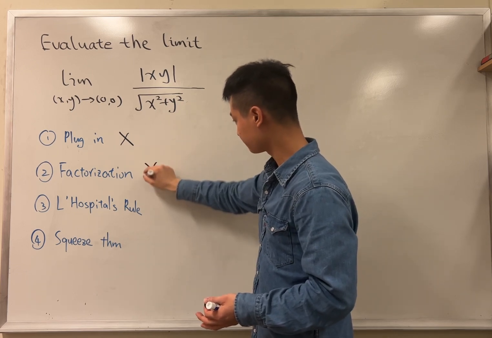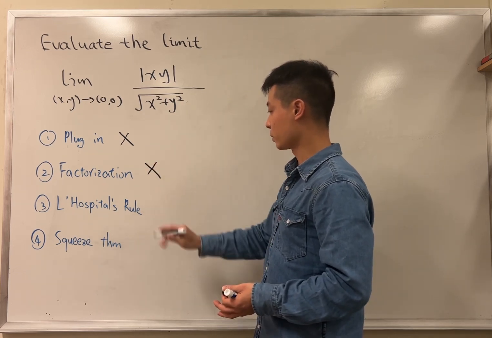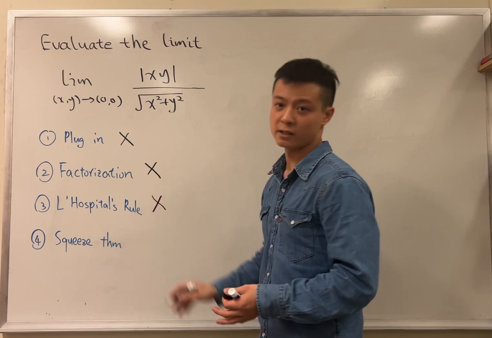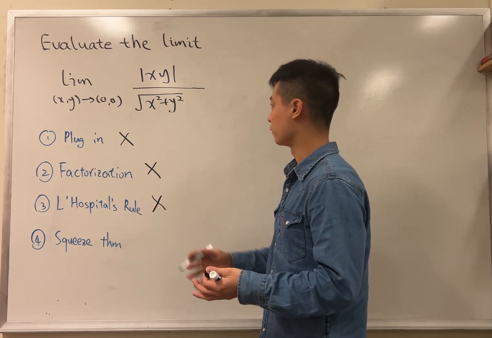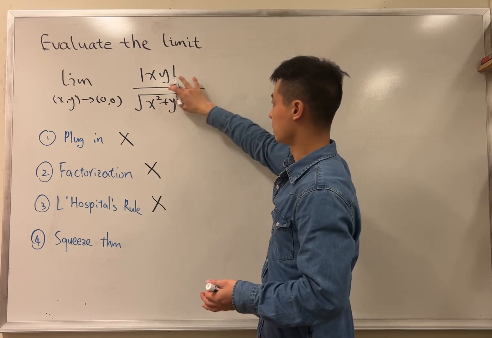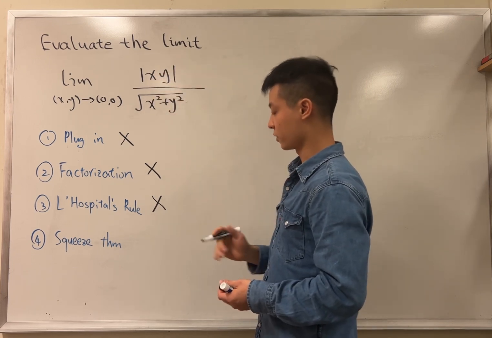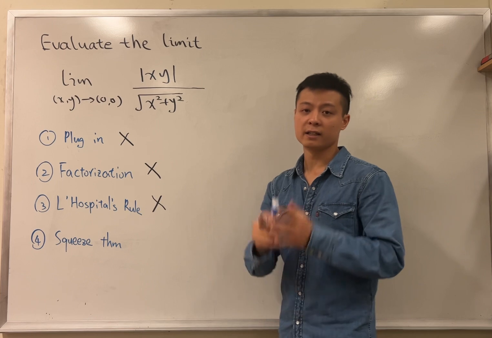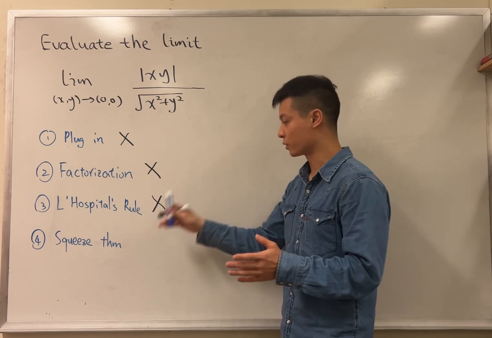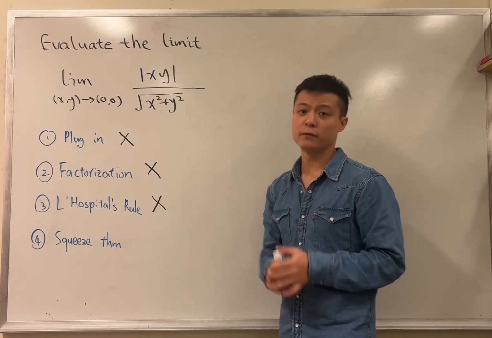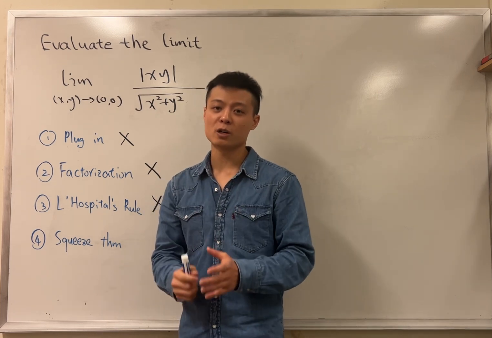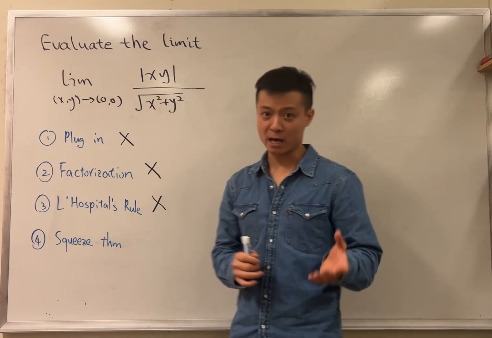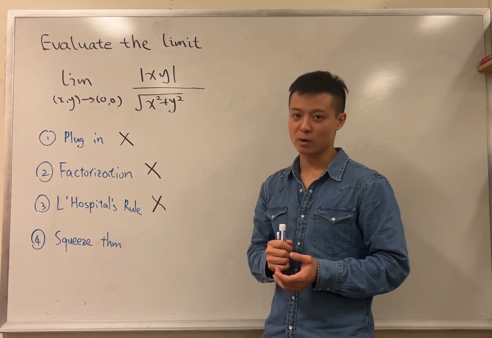Okay? And then the L'Hopital's rule does not work because it's only for functions with single variable. It does not work for functions with two variables of x and y like this. So that leaves us with the last option, which is to use the squeeze theorem. In order for us to use the squeeze theorem, we need to create two functions, one of which being the upper bound and the other being the lower bound.